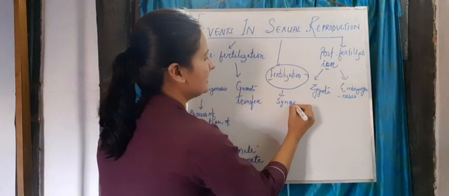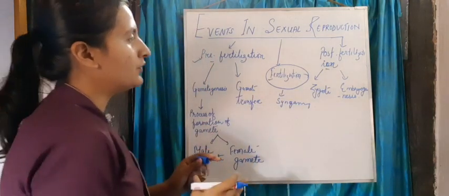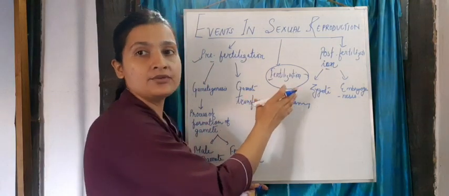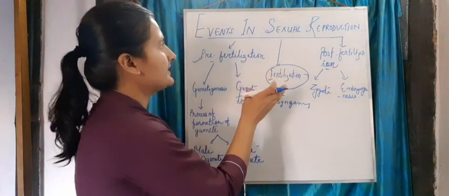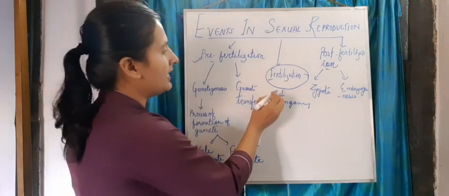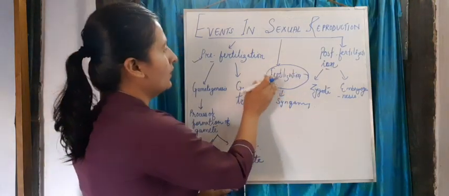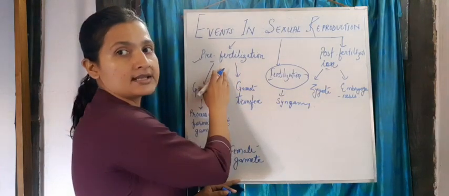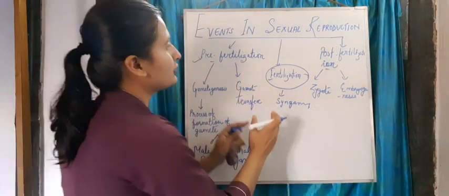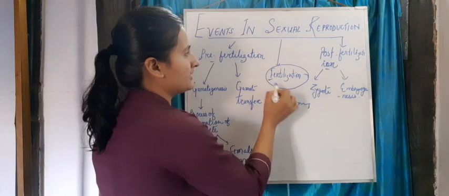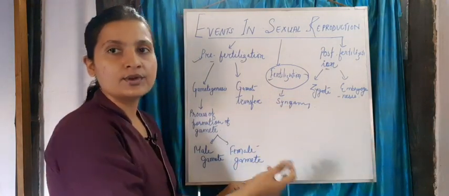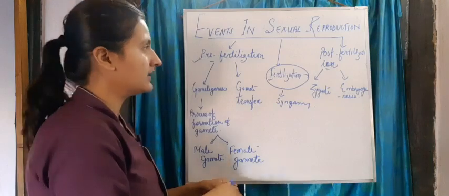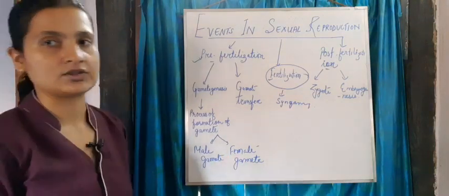Fertilization is also called syngamy. Fertilization is the main event which takes place in sexual reproduction. The events that take place before fertilization are called pre-fertilization. After the fertilization, the changes that take place in an organism are called post-fertilization.